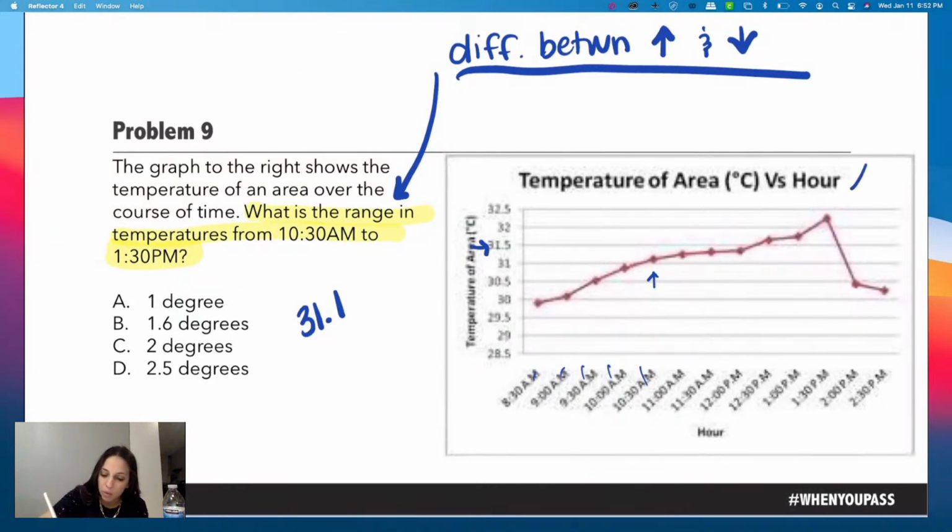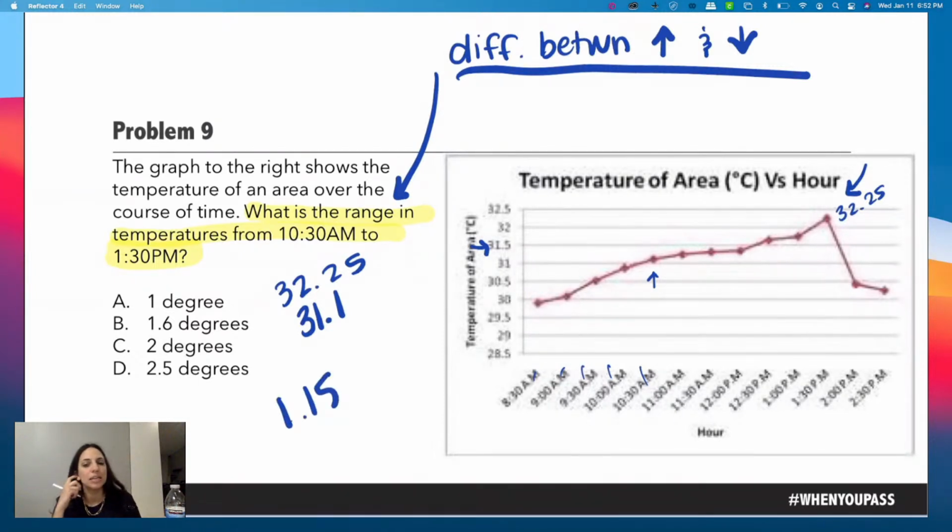What point is going to be right here? That's going to be about 32.25. So if I subtract 32.25 minus 31.1, I'm going to get 1.15. Now, what answer is that closest to? 1 degree. Because now this is okay.